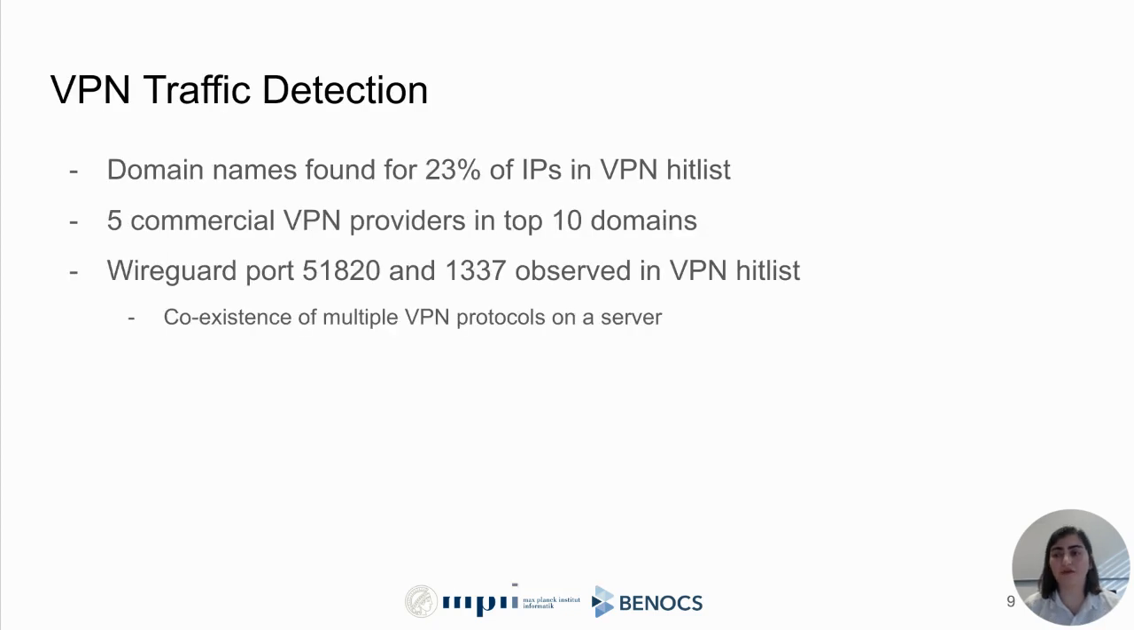With this approach, we found DNS records for 23% of the IP addresses in the VPN hit list. Taking a look at these IP addresses, from the top 10 domain names, we see that 5 of them are commercial VPN providers. Also in the traffic that is filtered with our VPN hit list, we see WireGuard traffic because we see port numbers that are used by WireGuard by default, and that may be an indication of coexistence of multiple VPN protocols on a server.